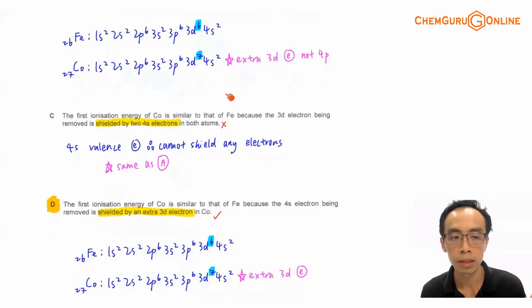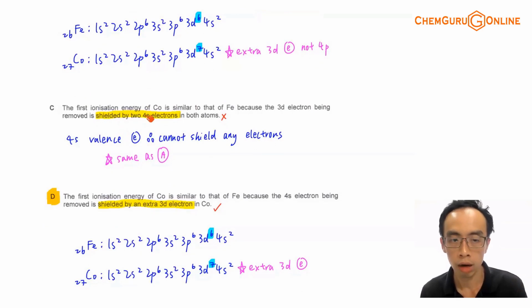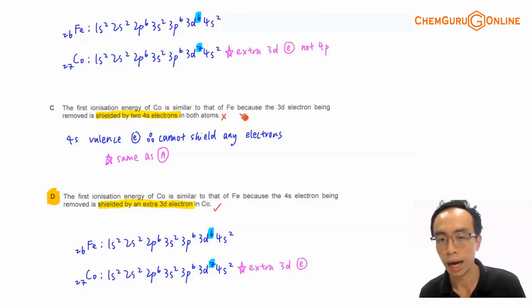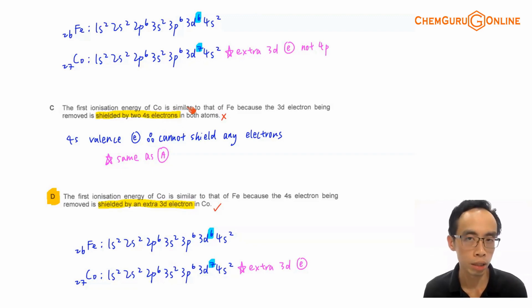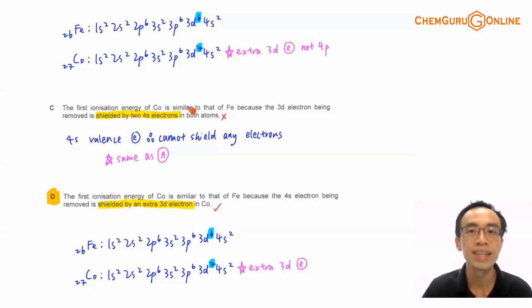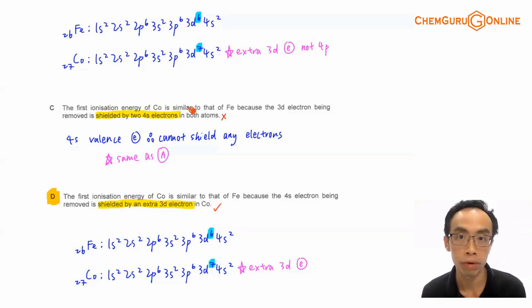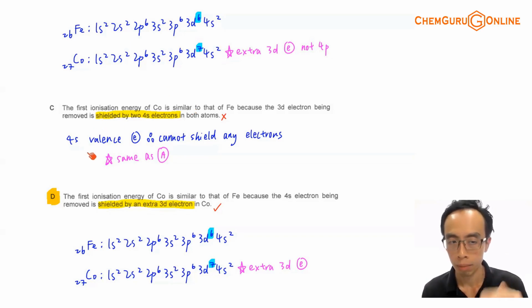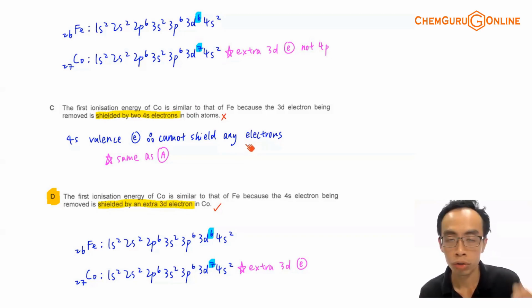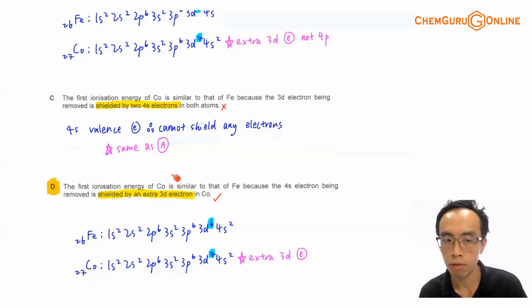How about the next one involving C? C, first IE of cobalt is similar to iron because my 3d electron is being shielded by 4s electron. Now again, your valence electron is 4s, furthest away from the nucleus. I cannot use valence electron to shield inner shell electron. It is the other way around, correct? So in this case, since my 4s is a valence electron, I cannot block anybody, I cannot shield any electrons. Definitely, I cannot shield 3d electrons that are closer to the nucleus than 4s. So C is definitely wrong.